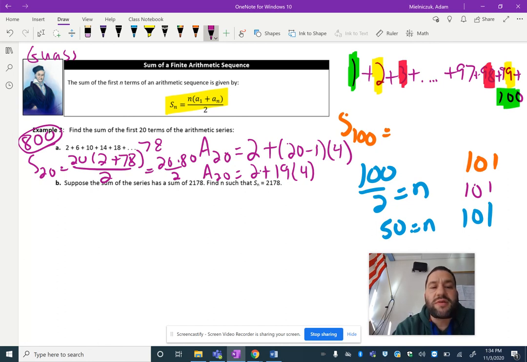Then it says, suppose the series has a sum of 2,178. Find n such that S sub n equals 2,178. We're going to do that in another video because I believe I'm running out of time. So that will be your next video.